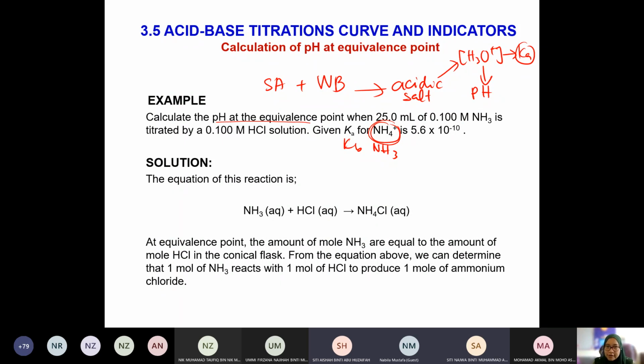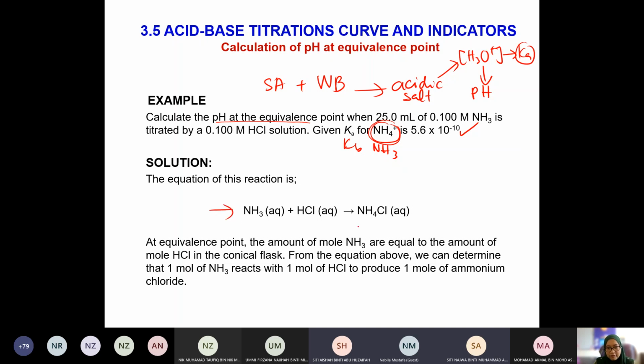Divide by Kw. Okay, right. So it's given directly to us. Okay, just nice. Dia nak pH at equivalent point, for this volume of ammonia and concentration of HCl given. Okay, so this is the equation, guys.